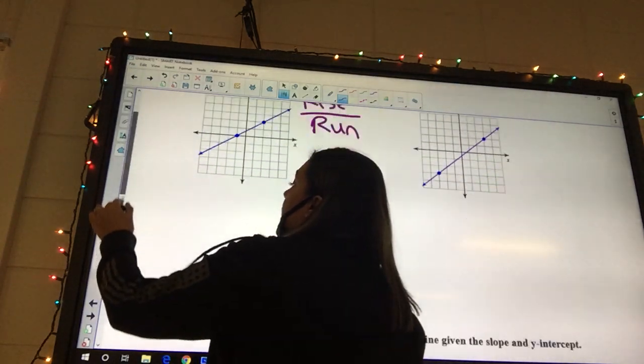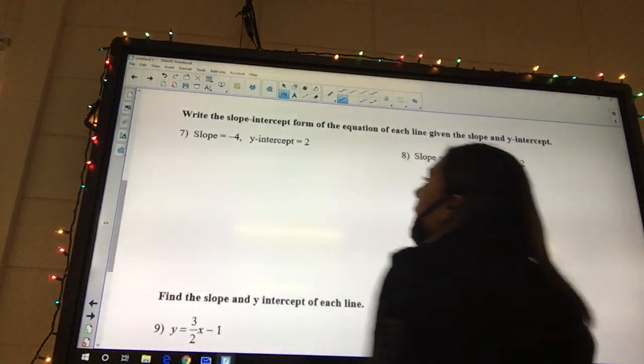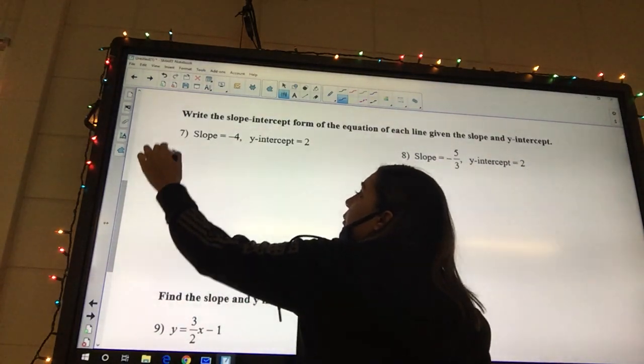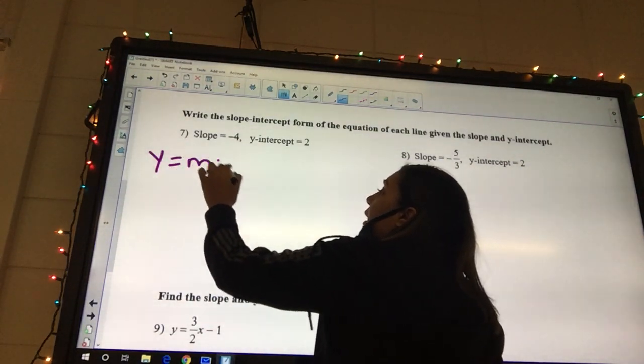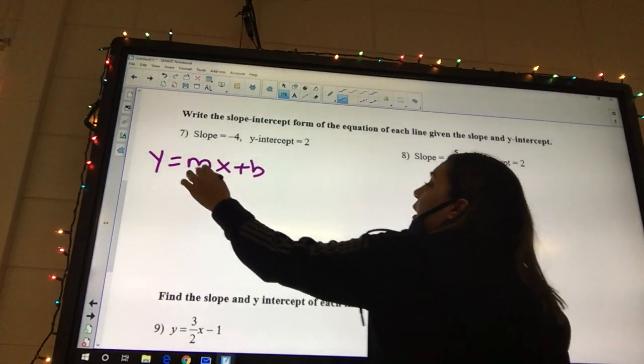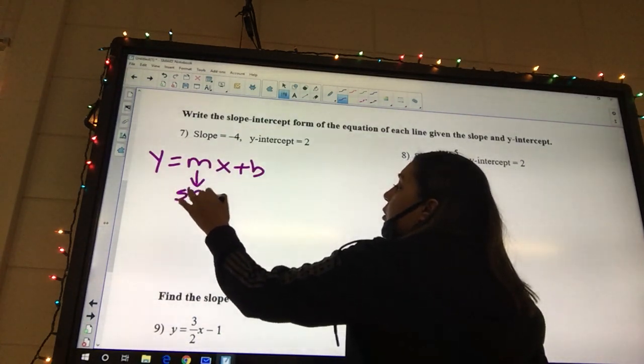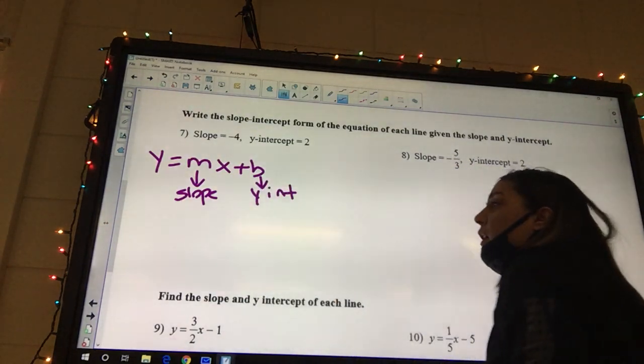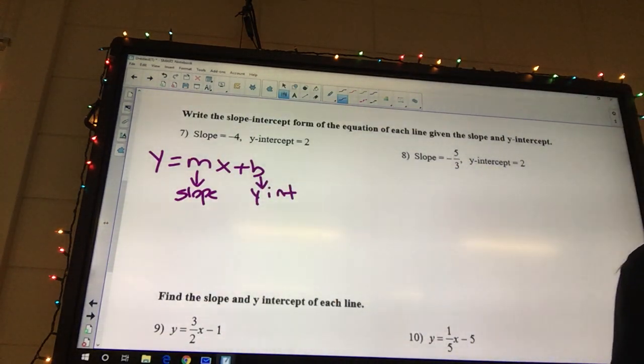Okay, look at 7, sorry. Write the slope-intercept form. Okay, so slope-intercept form is y equals mx plus b. Our m is our slope, our b is our y-intercept. So all I want you to do is write the equation.